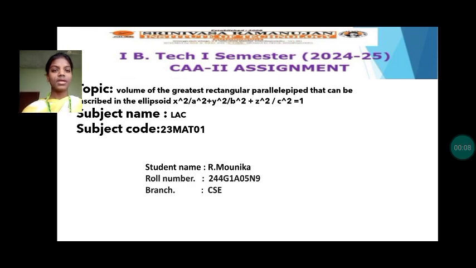Now my topic is the volume of the greatest rectangular parallelepiped that can be inscribed in the ellipsoid x²/a² + y²/b² + z²/c² = 1. Moving on to the next slide.